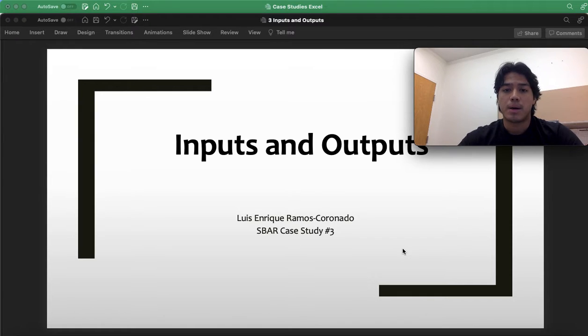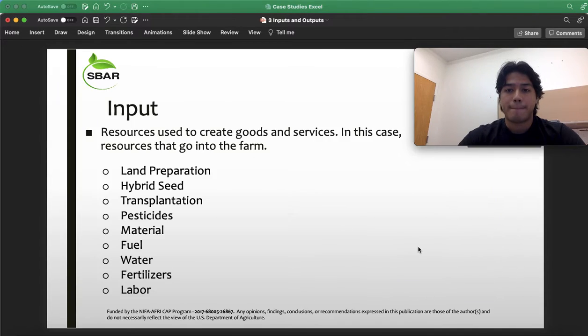Part 3 is going to be about inputs and outputs. First of all, let's explain what an input is. It is the resource used to create goods and services. In this case, resources that go into the farm. You can see some of the examples right here.